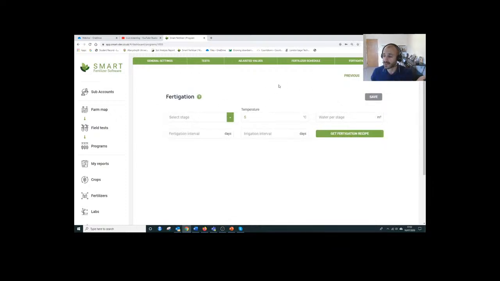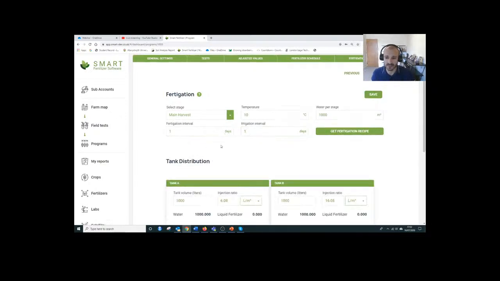Also, I'm going here on fertigation finally. So I have to choose the stage. Let's say that I'm in the main harvest. Temperature: this is the temperature of your mixing area, let's say, because as I said before, the solubility is based on the temperature. So let's say that is 10 average. Because it's proportional, I have to put how much water I'm actually irrigating. So 1000 cubic meters in this case. And just every day I'm doing the fertigation.